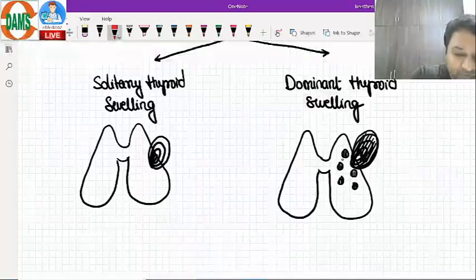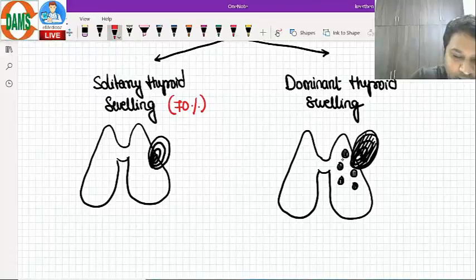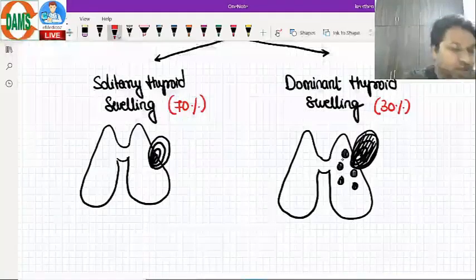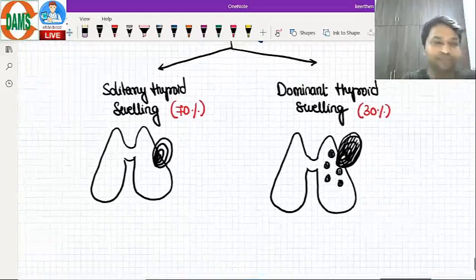Approximately 70% of the localized swellings are solitary thyroid nodules. Only 30% of them present with dominant thyroid swellings.